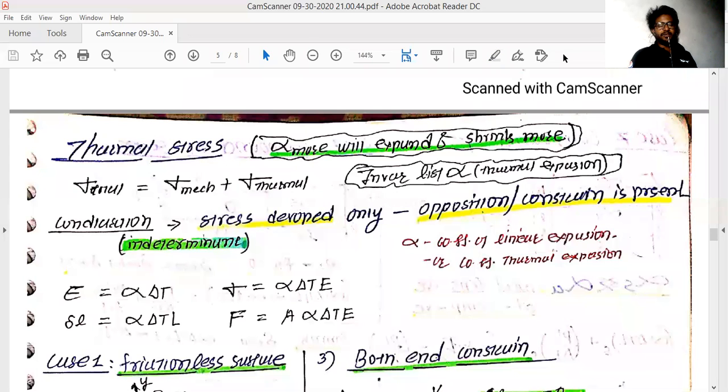Hi, in this section, we are going to see thermal stresses and how they behave when the temperature changes, and it has a different effect on different materials. The main reason behind this is the coefficient alpha. This coefficient alpha is called the coefficient of thermal expansion, as well as the linear expansion coefficient.